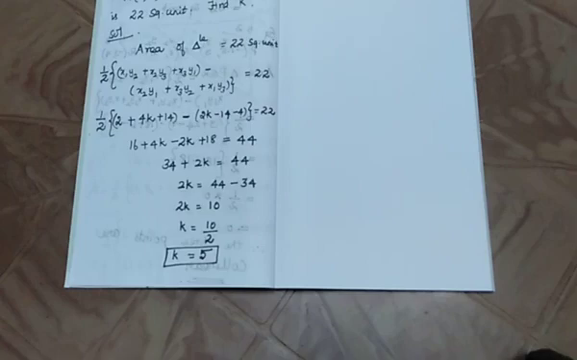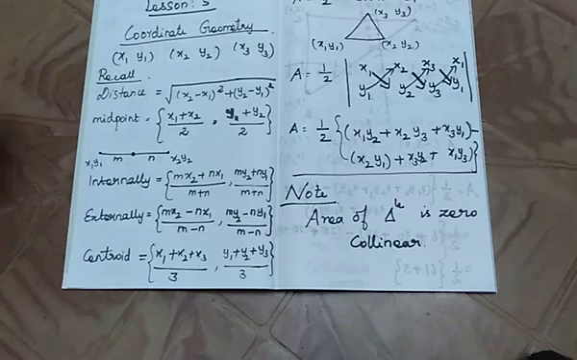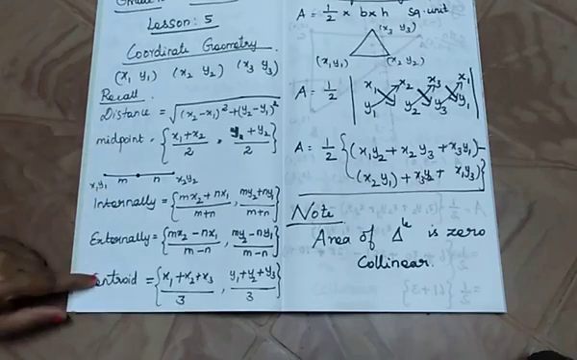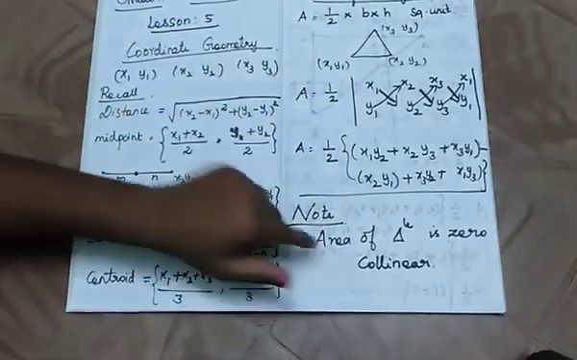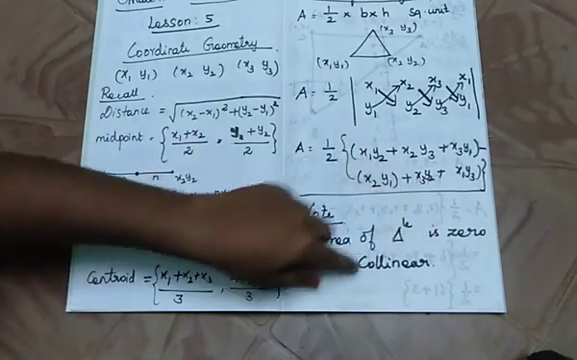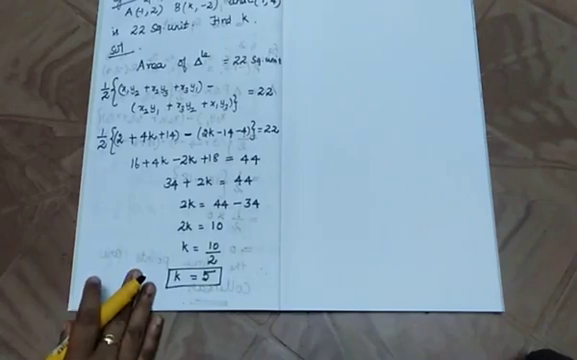So hope you understand what you got here. Yes or no? So as we saw today, our lesson 5, that is coordinate geometry, we recalled 5 formulas. Then as a topic we saw area of triangle, and we know that if the area of triangle is 0, it means the points are collinear. Then we saw 3 problems also. Hope you understand it.